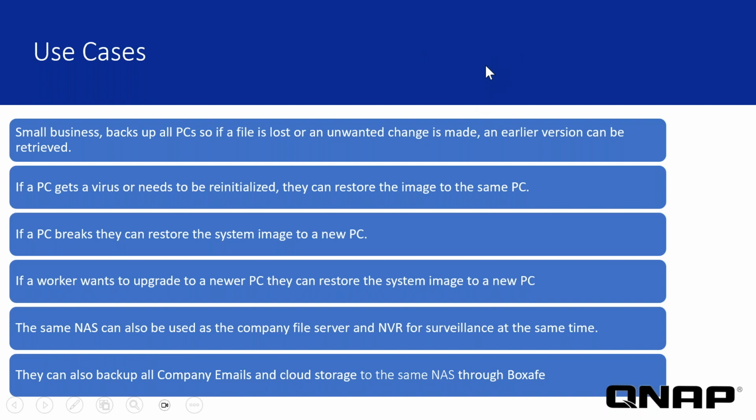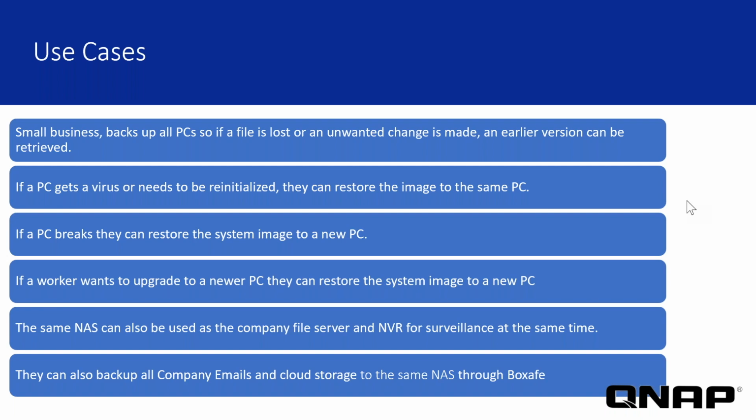So for a simple use case, this could be great for a small business. Maybe they want to back up all the office PCs with images to get back deleted files, undo unwanted changes on files, or restore a PC if there's a virus or broken hardware. If a PC needs to be reinitialized, they just restore that image on the PC. If the PC breaks, they restore that image to a new PC. Or every four or five years, or however long it is, you might upgrade the PC for your employees, and then you restore that image to a different PC.